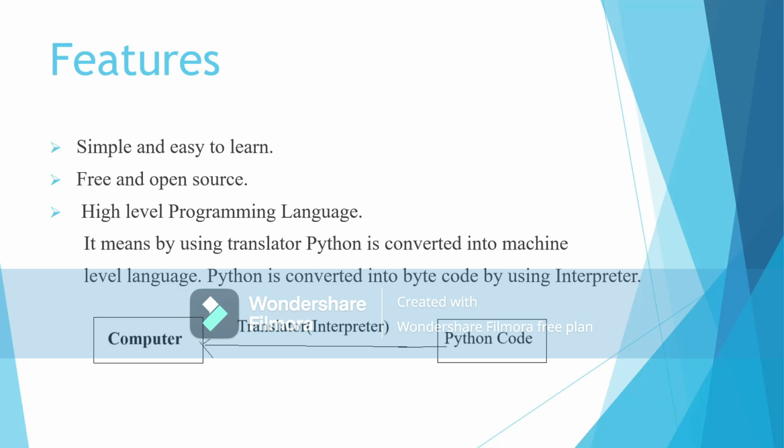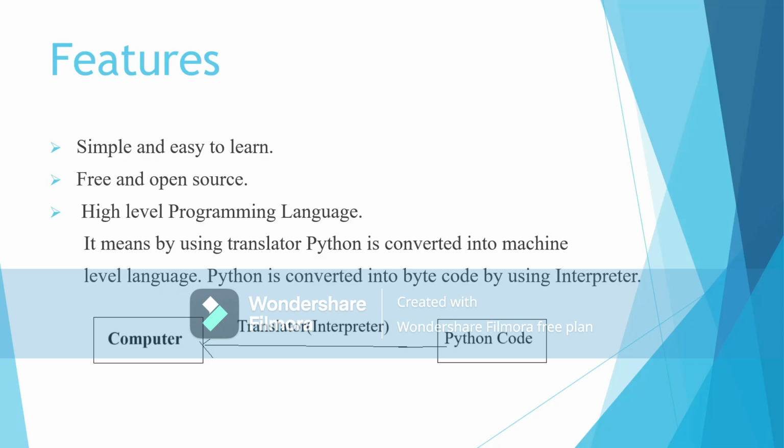Now, next thing, features of Python programming. First feature is it is simple and easy to learn. Syntax is very easy. Next thing, it is free and open source. Again, next feature is it is a high level programming language.